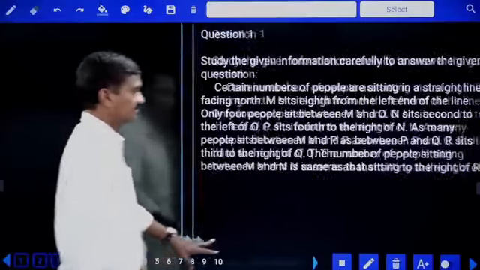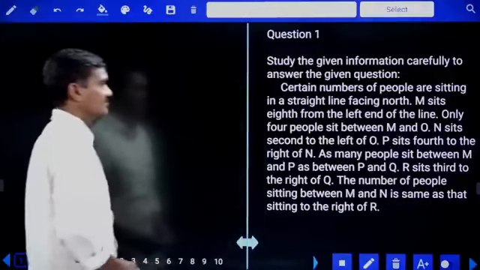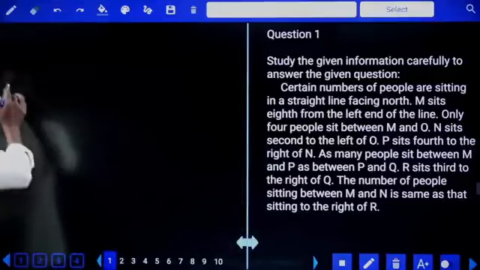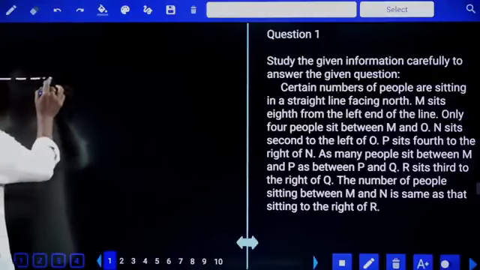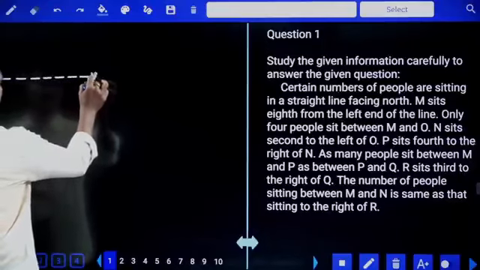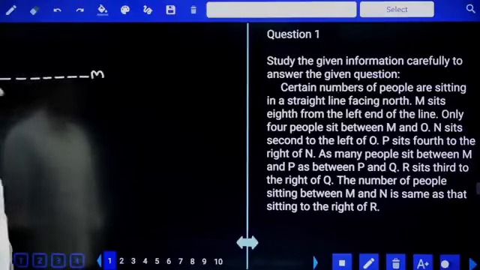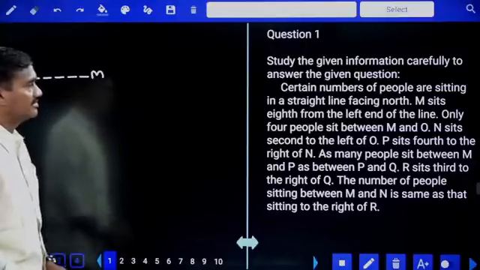Yes, your time is up. Now let us start working on this one. M sits 8th from left end of the line, clearly given: 1, 2, 3, 4, 5, 6, 7, 8. Only 4 people between M and O.